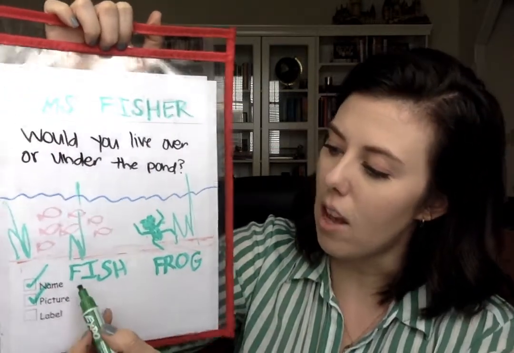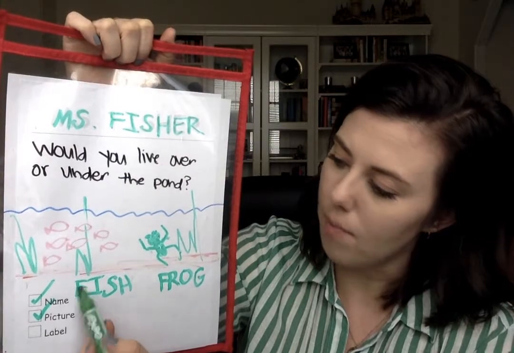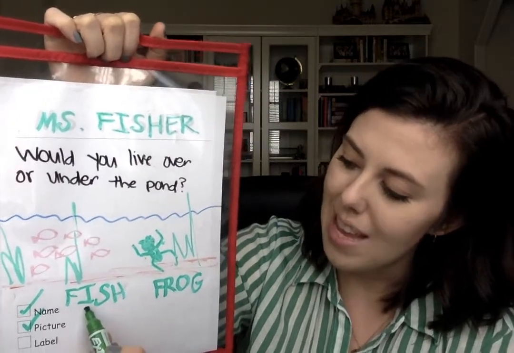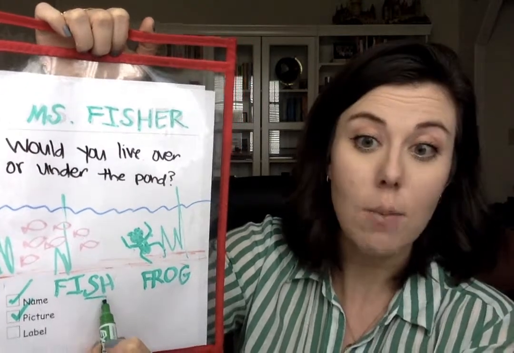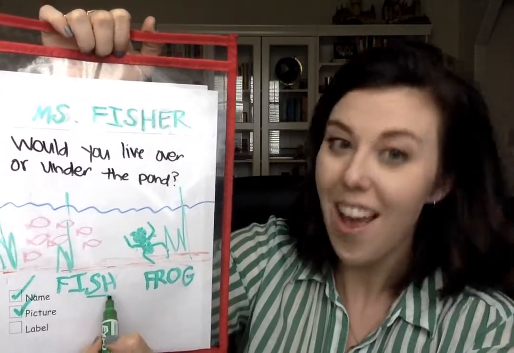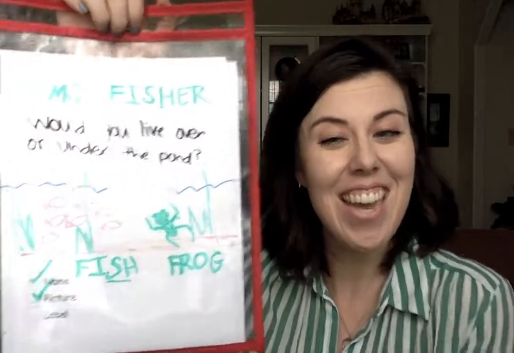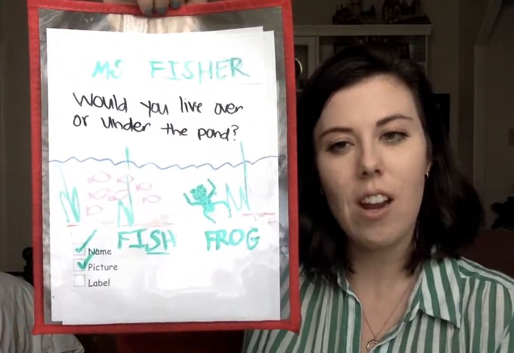All right, let's see. Did I get all the sounds? Let's pronounce every letter. F, sh. Let's blend it together. Fish. We wrote the word fish. Nice job. Friends, thank you for your help.